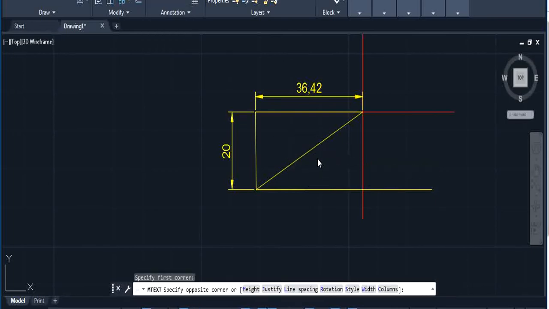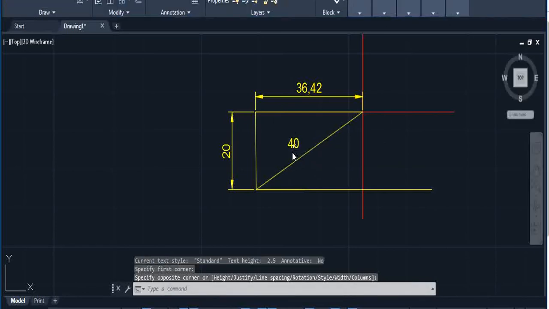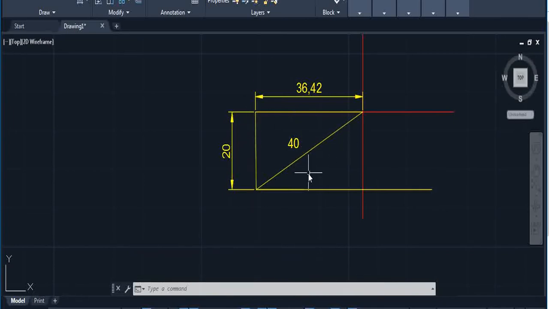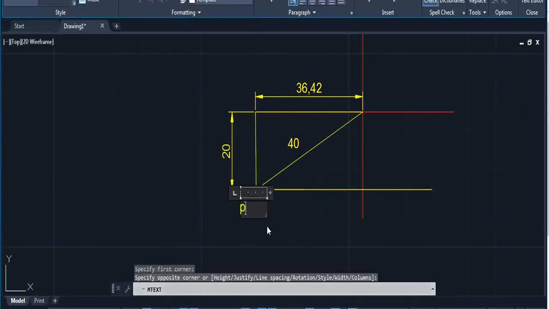Yes, this distance of this line equals how much? 40. Okay, so this is the 40, this one is the 36.42. This 20 is already given, this 40 is the shortest distance, and draw these two lines and they coincide at one point. So that is the actual point P. This is the actual point P.